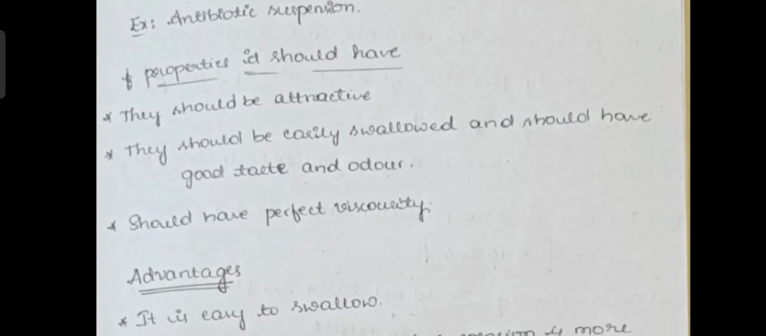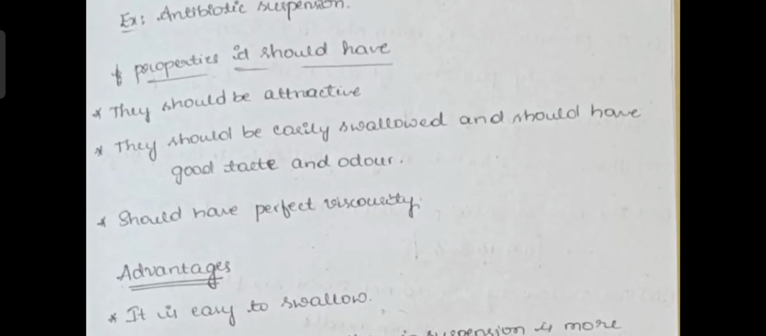Properties of the oral suspension: it should be attractive. See, if it does not have a good color or good appearance, the patient will not consume it. It should be uniform in color, appearance and consistency. It should be swallowed easily and should have good taste and odor. The patient will accept it when it has good taste because palatability should be increased. Consumption should be accepted, so it should have good taste and odor.